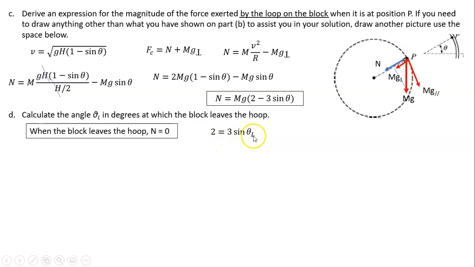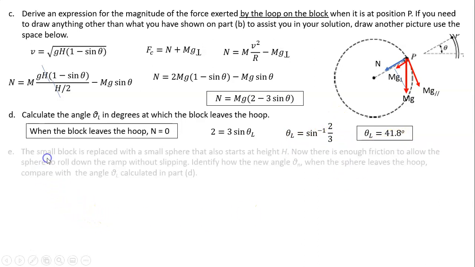So 2 equals 3 sine theta L. From here you can say theta L equals inverse sine of 2/3. Put that in your calculator. You should have 41.8 degrees.